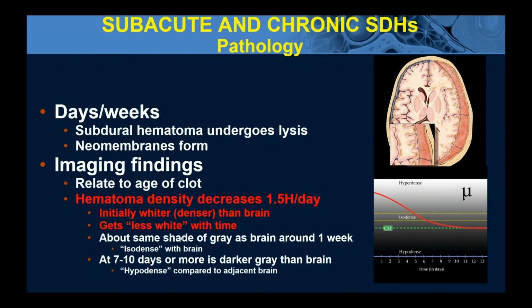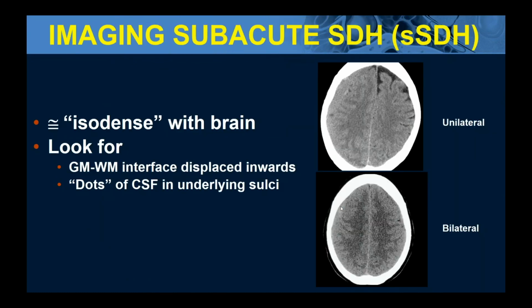So the same shade of gray as the brain occurs at around 1 week, between 5 and maybe 8 days. At 7 to 10 days, it actually becomes darker gray than the adjacent brain, and it's easier to see. So it's easier to see when it's white. It's easier to see when it's dark gray, but in the middle, where it's the same density or grayness, whiteness of the underlying brain can be hard to see. So here's a subacute subdural hematoma, which is basically what we will call isodense with the brain.